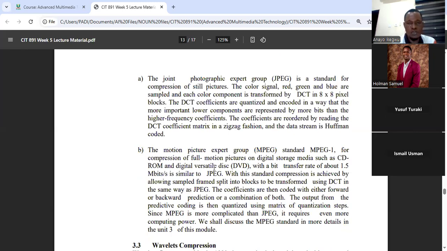Let's look at the two standards. JPEG is a standard for compression of still images or pictures. The color signals, red, green, and blue, are sampled, and each color component is transformed by DCT in 8 by 8 pixel blocks. This approach helps to make your picture smart or in a good order.